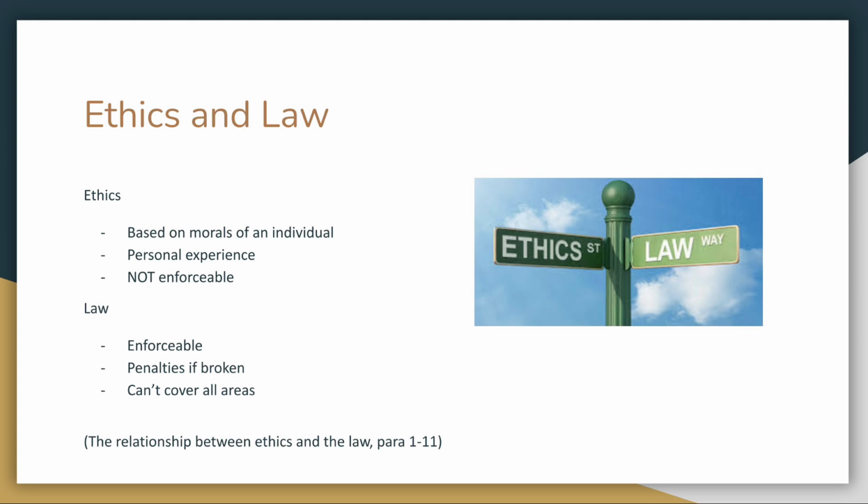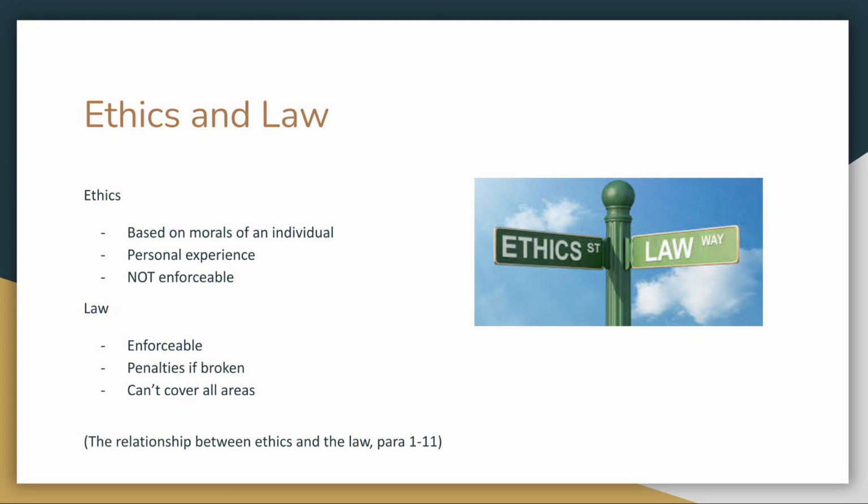Ethics and law. Ethics are moral values that have been built up over time as a result of personal experiences. So, things such as culture and experiences, and it could vary from individual to individual due to those factors. Another thing to note is that they aren't enforceable. This is because it's morals.